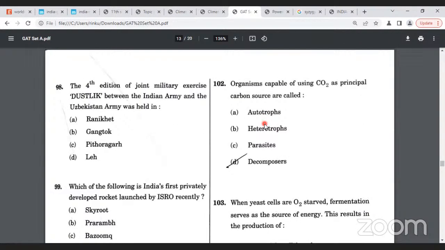Let's look for more geography questions. Give me a minute.